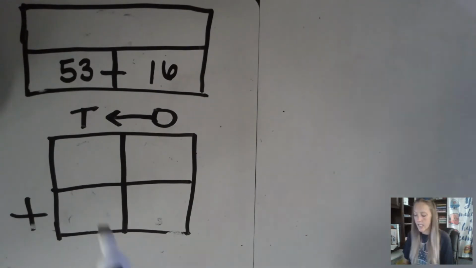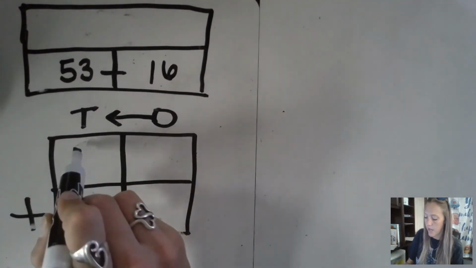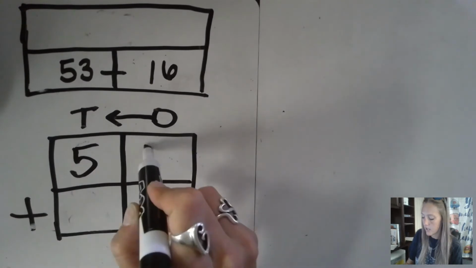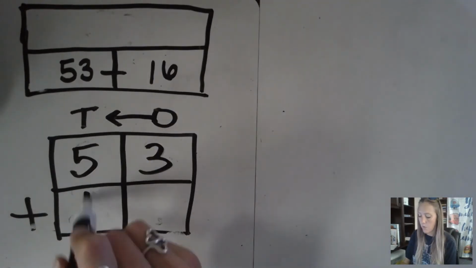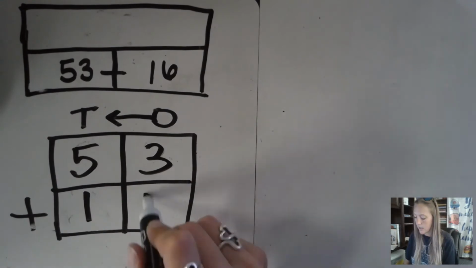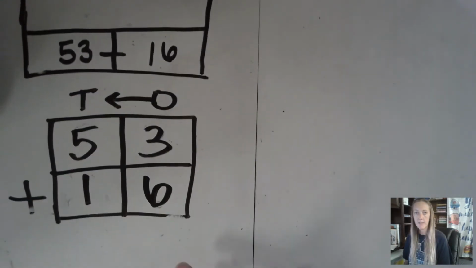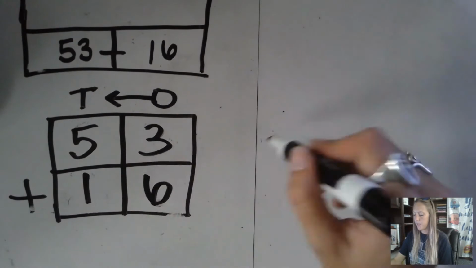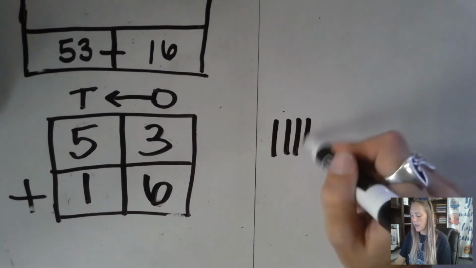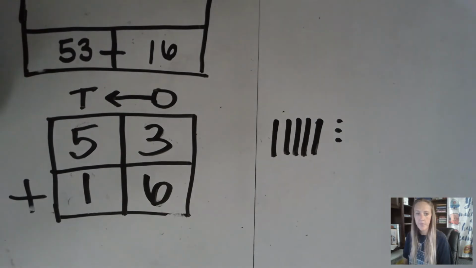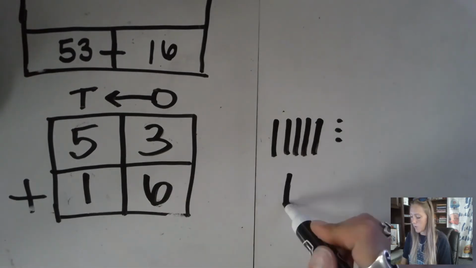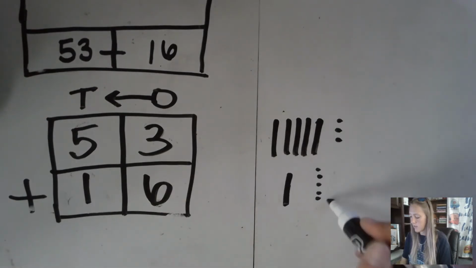53 plus 16. So 53, 5 in the tens place, 3 in the ones place. 16, 1 in the tens place, 6 in the ones place. So to represent 53, I would say 5 tens, 3 ones. 16, 1 ten, 6 ones.